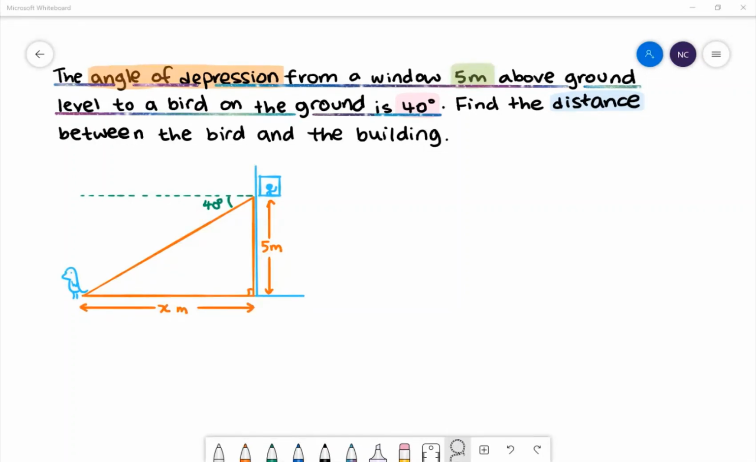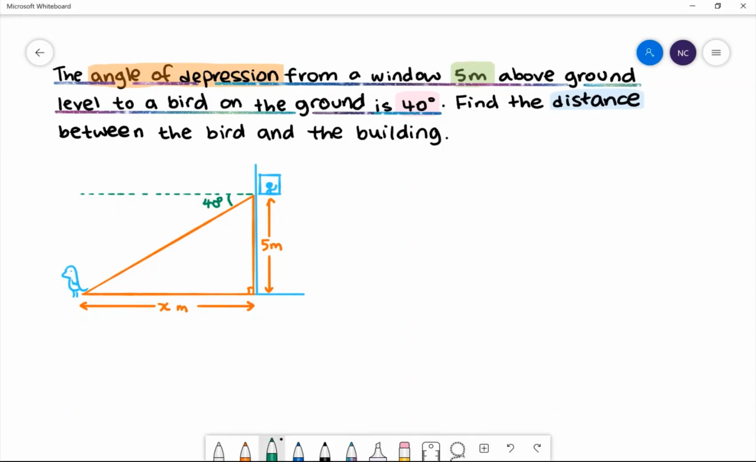The angle of depression is the angle formed from the horizontal looking down. Using our knowledge of alternate angles, we actually have 40 degrees appearing elsewhere as well. 40 degrees also lies within our triangle. So we have 40 degrees as our angle of elevation as well from the bird looking up.